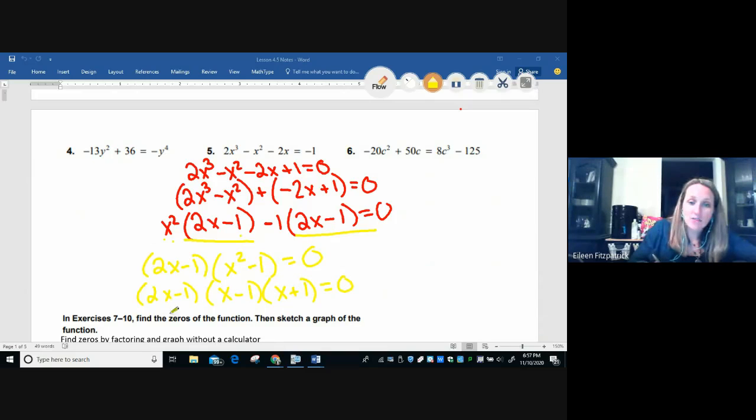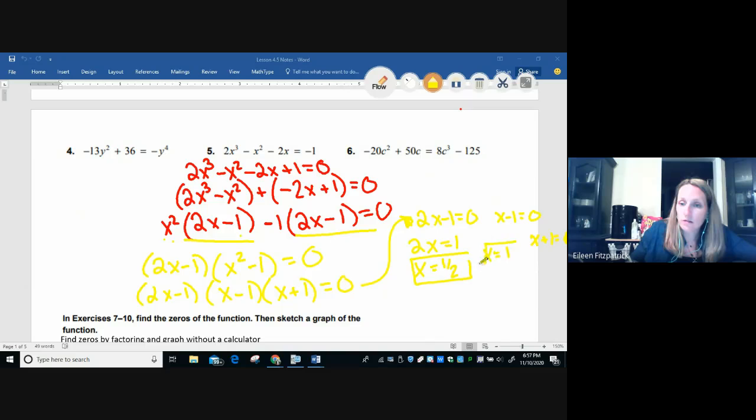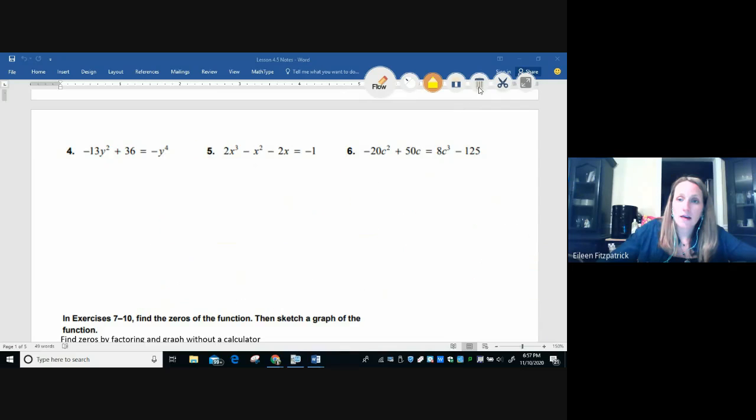I'm going to then set each factor equal to 0. I'm going to bring it up here because I'm running out of room. So I have 2x minus 1 is equal to 0. I have x minus 1 is equal to 0. And I also have x plus 1 is equal to 0. Solving this equation for x, add 1 to the other side. So 2x equals 1. Then divide by 2, x equals 1/2. Add 1 to the other side, so x equals 1. Subtract 1, so x equals negative 1. There are 3 solutions, and our polynomial had degree 3. Okay. The last one of this type.